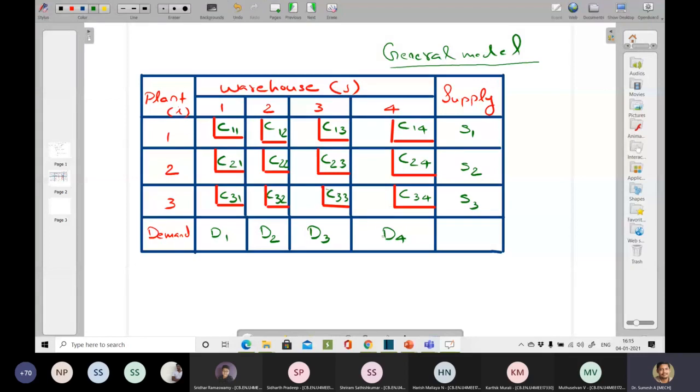Okay, and inside the matrix you can see the elements C11, C12, C13, C14, etc. So C indicates your cost. Okay, the cost of transporting 1 unit from plant 1 to warehouse 1.